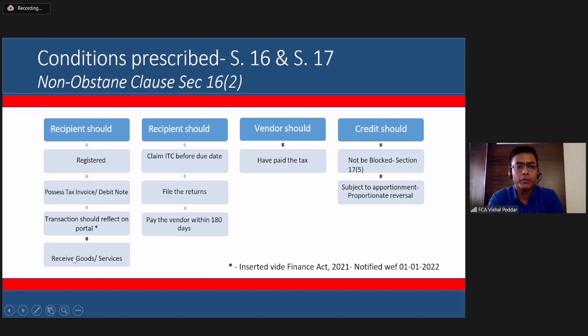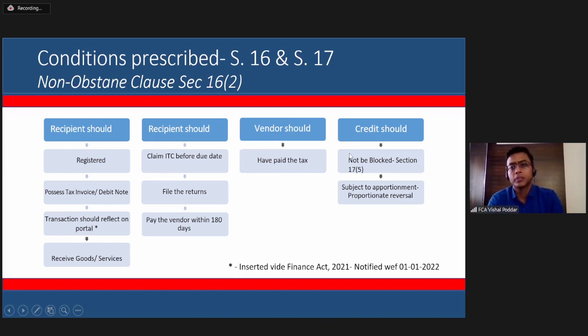Next important requirement for getting ITC is you should have actually received goods and services. Further, you should claim it before the due date. You should have filed the returns. You should have made payment to your vendor within 180 days. Now, all these are your responsibilities. What is the responsibility on the vendor? The vendor should have paid the tax.